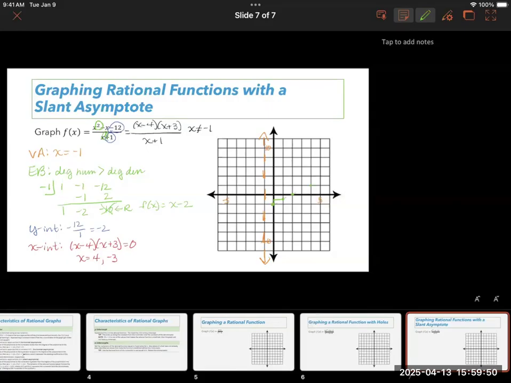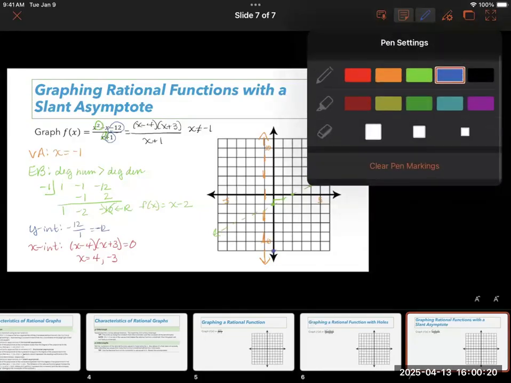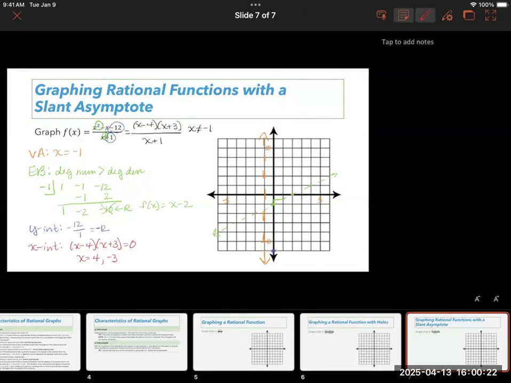And again, we just want to do this as a dotted line to show that it's not actually part of the graph. It is just guiding what the graph is going to do. So this is my slant asymptote. All right, so this was supposed to be a negative 12 for my y-intercept. So negative 12 is going to be down here. My x-intercepts are at positive 4, which is right there, and a negative 3, which is right there.